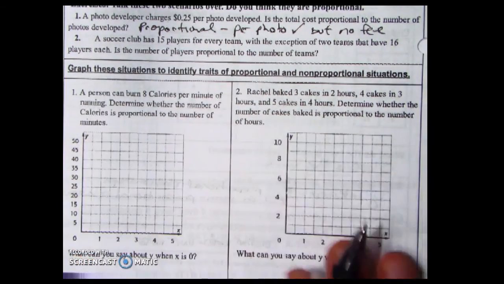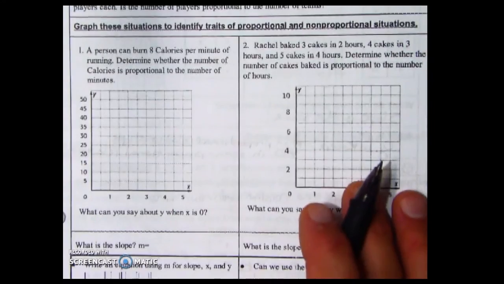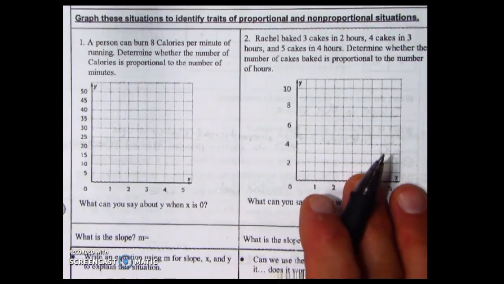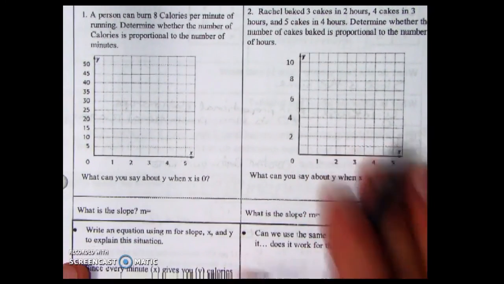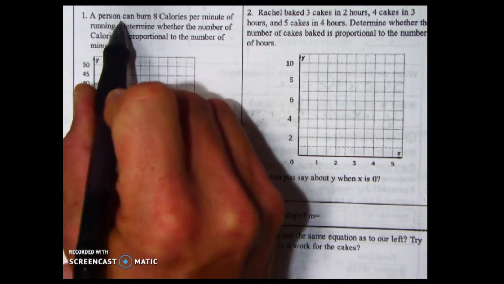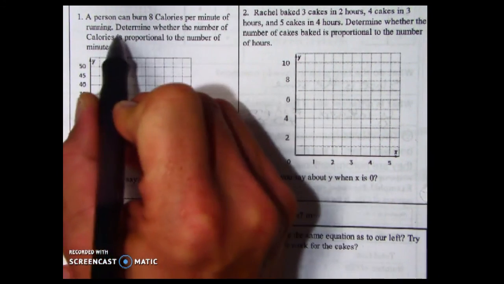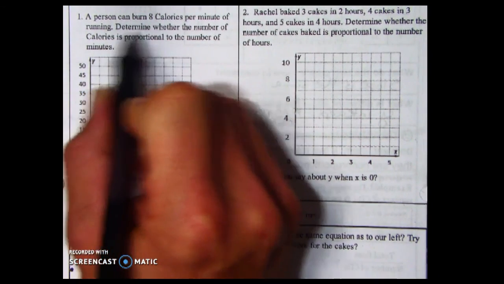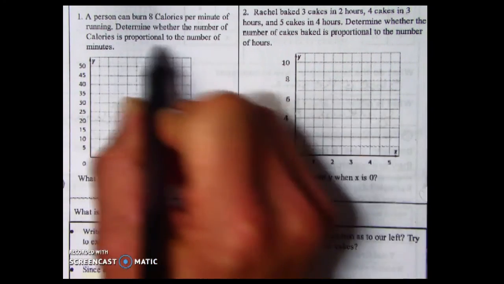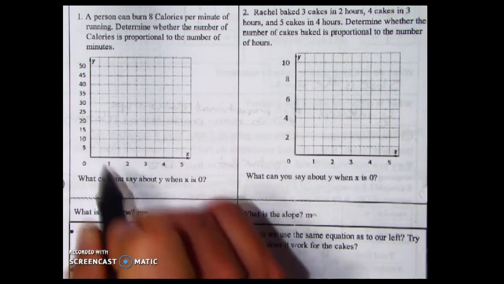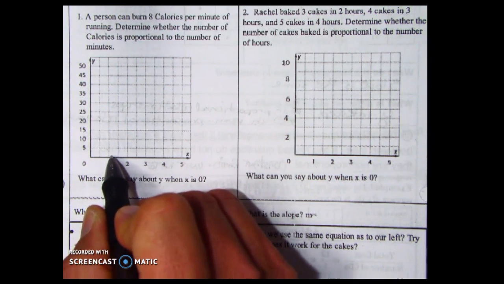We're going to graph these situations to identify traits of proportional and non-proportional situations. Okay. A person can burn 8 calories per minute running. Determine whether the number of calories is proportional to the number of minutes. So in 1 minute, how many calories do they burn?